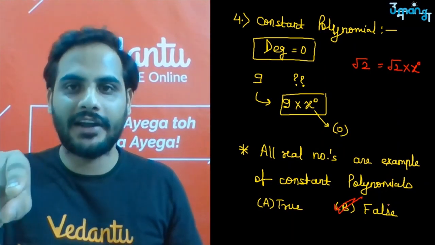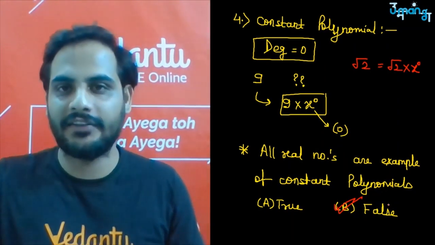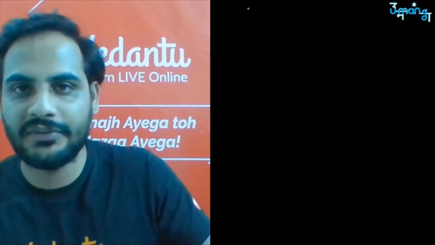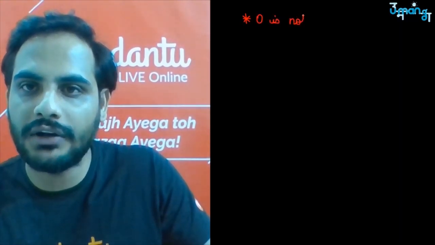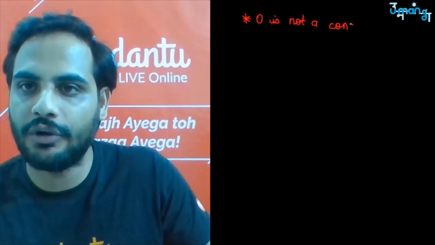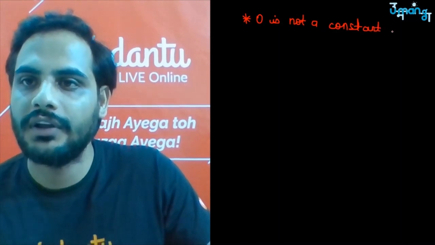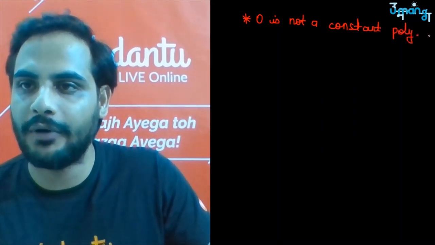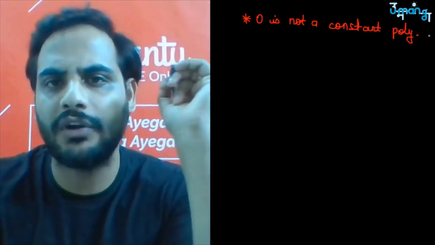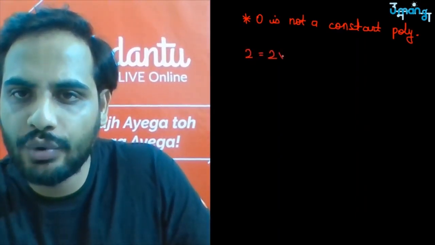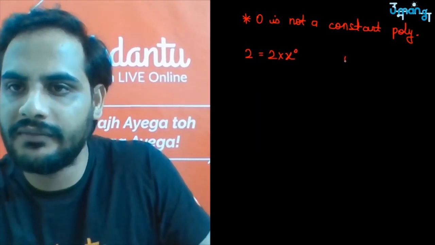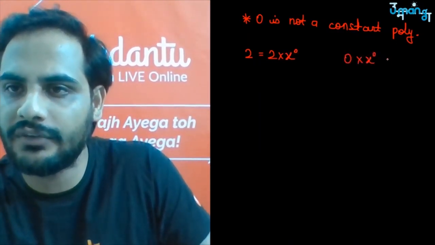So what is the correct statement? I will tell you, but first understand a different thing. What is the exception here? Do you know? The exception is 0. Remember, 0 is not a constant polynomial. Why is it not a constant polynomial? You will tell me, sir, if you are writing 2 as 2 into x raised to the power 0, the same way you can now write 0 into x raised to the power 0, which is also 0.